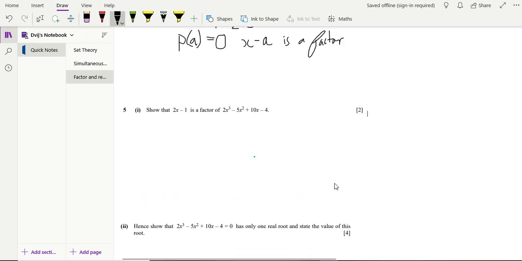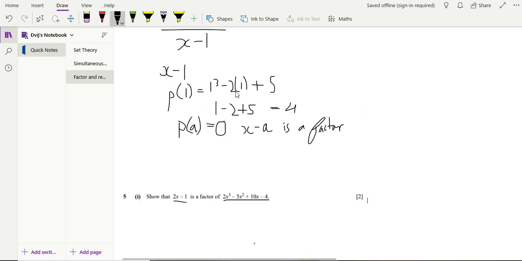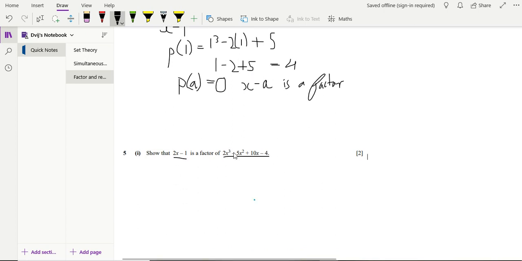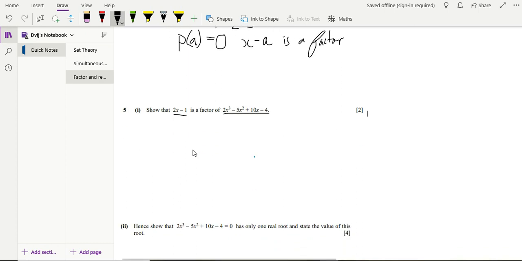Okay, so show that 2x minus 1 is a factor of 2x cubed minus 5x squared plus 10x minus 4. So in this previous example we had x minus 1, and we said that if p of a is 0, then x minus 1 is a factor, right? So here we have this 2 as well in front of the x. So let's just think about how we do that for a second.